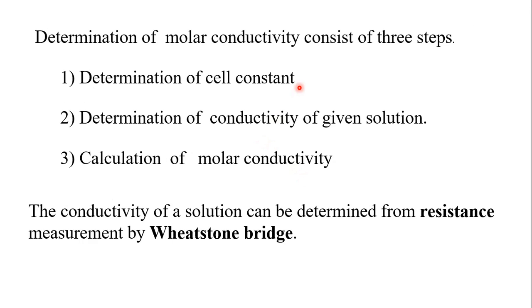Determination of molar conductivity consists of three steps. First step is determination of cell constant. Second step is determination of conductivity of the given solution. And third step is calculation of molar conductivity. So the conductivity of a solution can be determined from resistance measurement by the Wheatstone bridge method. So what is meant by a conductivity cell? That we will see first.